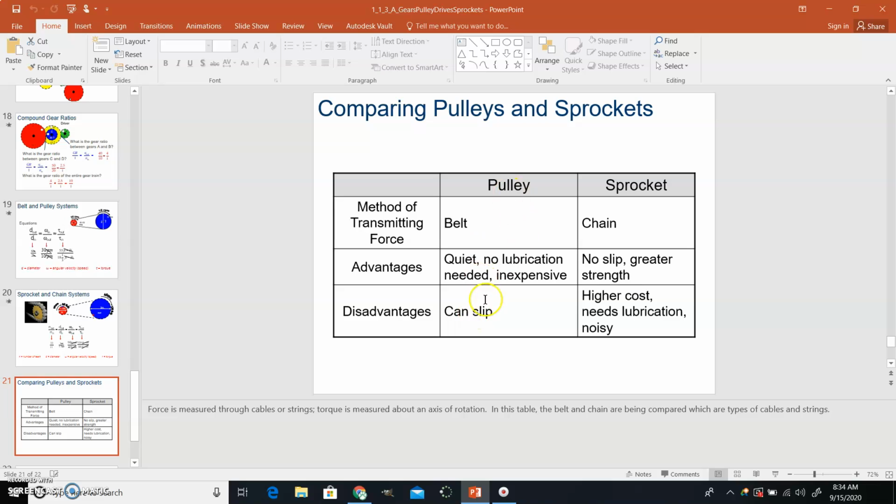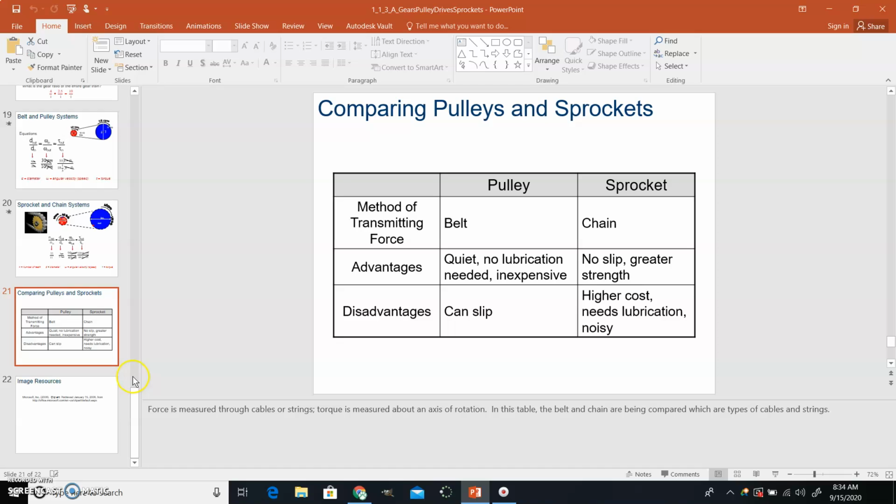Disadvantages, like I said, the pulley can slip. In a sprocket, the disadvantages are it's higher cost and needs lubrication. Whenever you're using a sprocket, typically they're metal on metal for a lot of this stuff, and they have to have lubrication. If you do not have lubrication, some sort of grease, or something like WD-40, that metal will start wearing over time. So it does need lubrication in there.